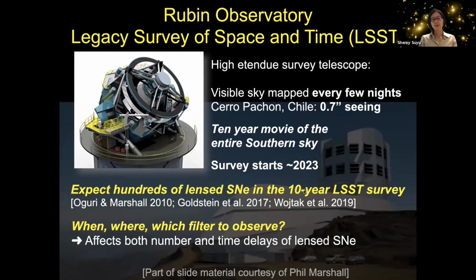In the past couple of years, there's been a lot of discussion within the LSST project on the observing strategy. In particular, when, where, and which filter should we observe the southern sky? This survey strategy should serve the wide range of science cases of LSST, ranging from solar system studies to stars in our Milky Way to extragalactic science and all the way to cosmology. In particular, the cadence strategy will affect us in the sense that it will affect both the number and the time delay of lensed supernovae that we expect.